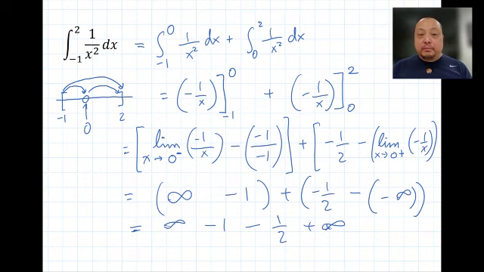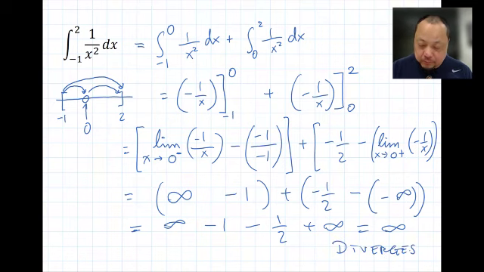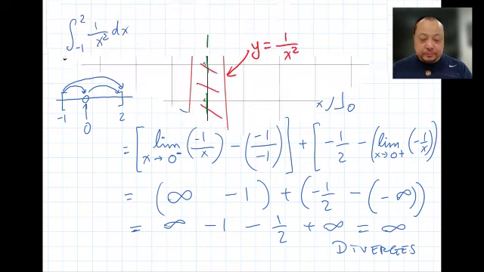Infinity minus 1 minus 1/2 minus, is a plus infinity. Well, infinity plus infinity is infinity. So this whole thing is equal to infinity. And the word we use is that the integral diverges. This integral is equal to infinity. The area under the curve 1 over x squared from negative 1 to 2 is infinite.